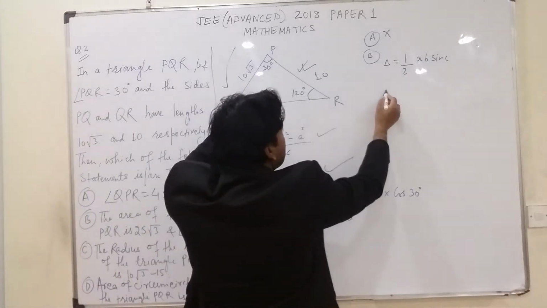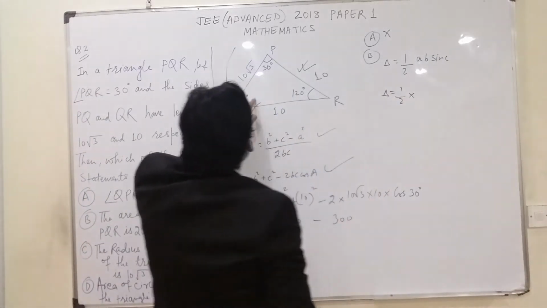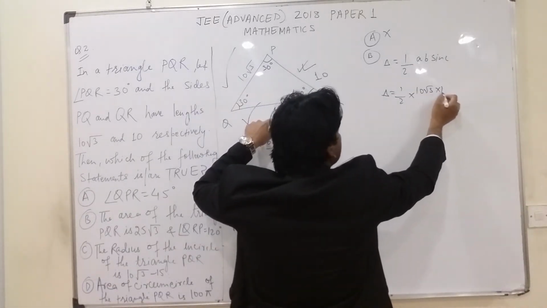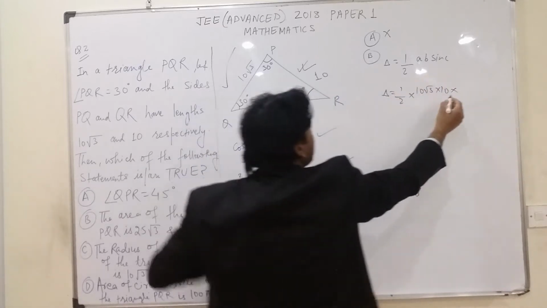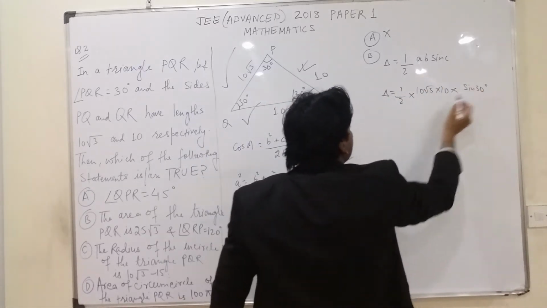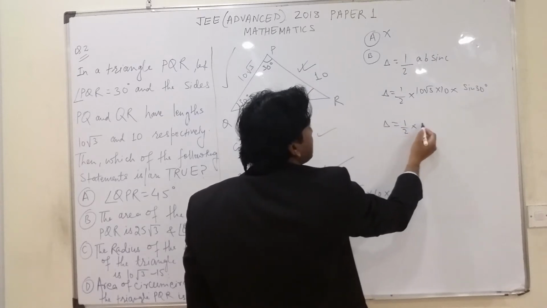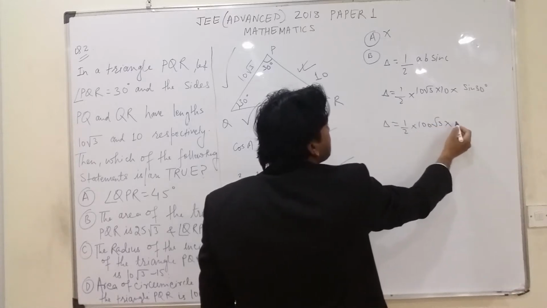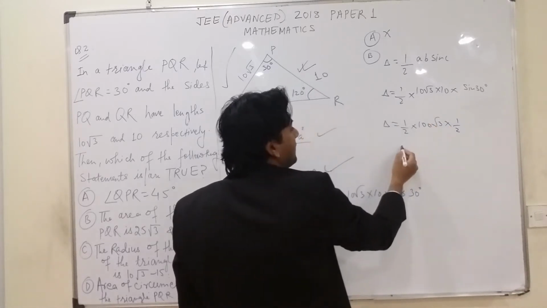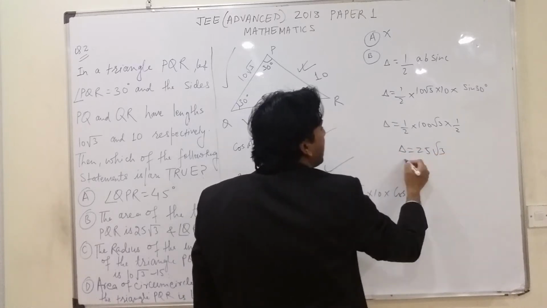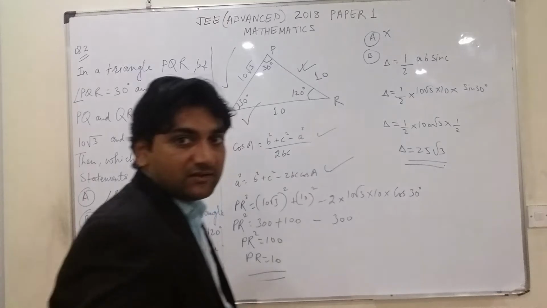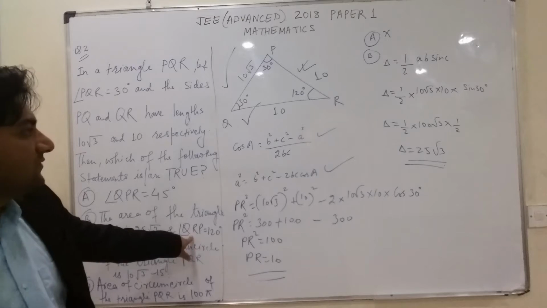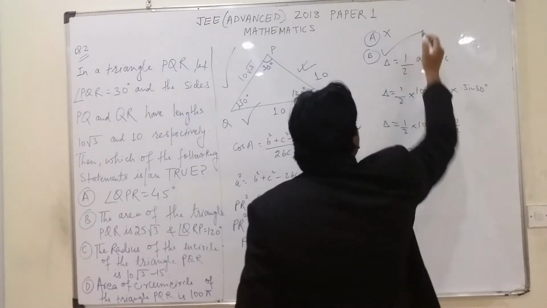So what is the area of the triangle? That is half times the product of these 2 sides, 10 root 3 times 10, and this is sine 30 degrees. I will write sine 30 degrees. Now delta equals half times 100 root 3 times 1 over 2. So 100 over 4 is 25. So we got 25 root 3, the area of the triangle. So the area of the triangle PQR is 25 root 3 and angle QRP is 120 degrees. It means this option is right.